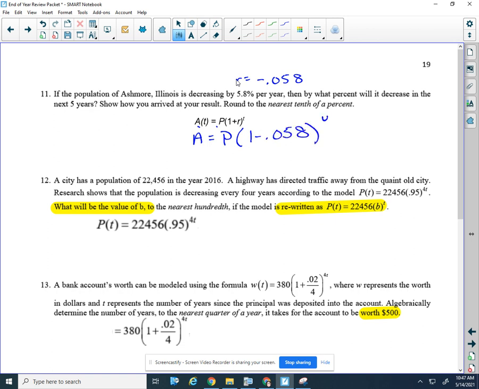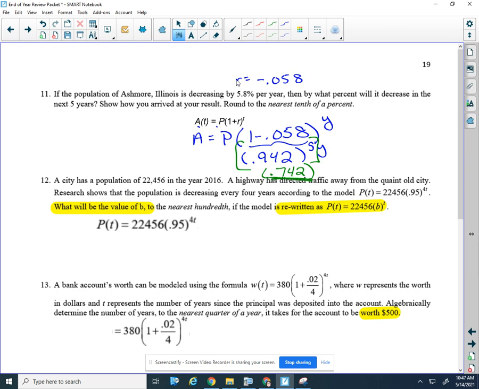0.058, and I'm going to use a y for years. Now 1 minus 0.058 is 0.942, and that's per 1 year. If we want 5 years, we just put a 5 in front, and then you evaluate. 0.942 to the 5 is 0.742. So after 5 years, that's your new base.